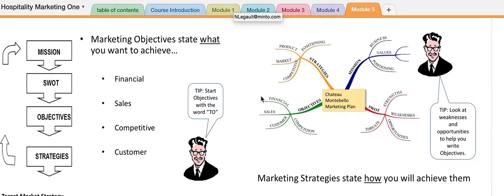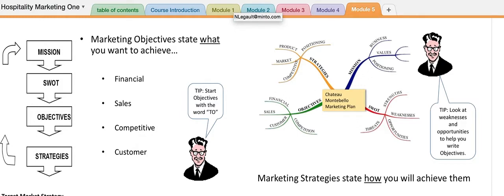So, what are we going to do today? We're going to look at how to write an objective. And the little guy in the middle says start objectives with the word to. Okay, I can do that. The little guy over here on the right says look at weaknesses and opportunities to help you write objectives.